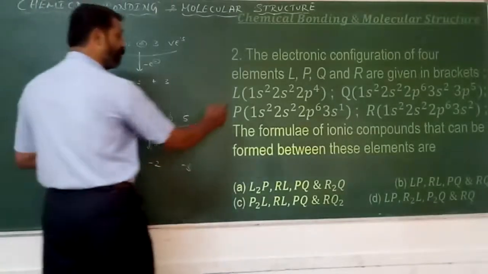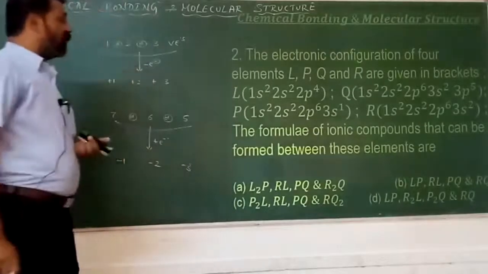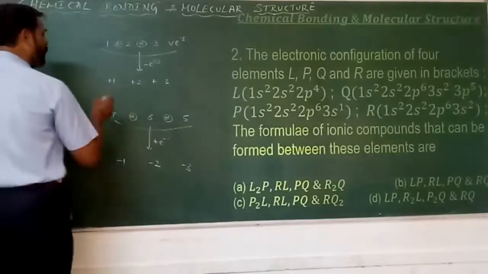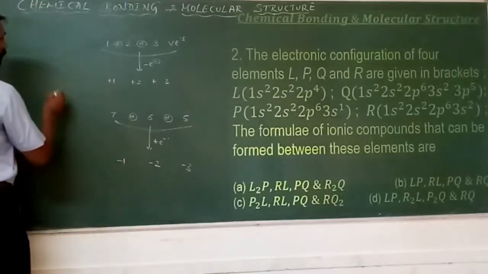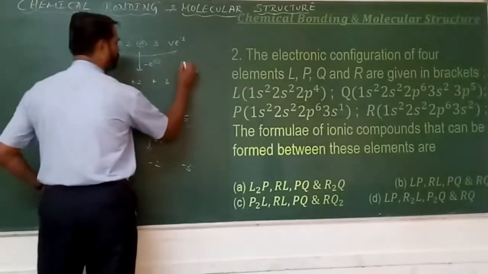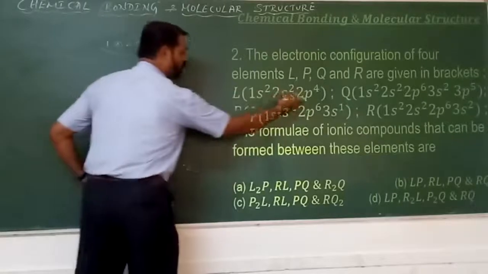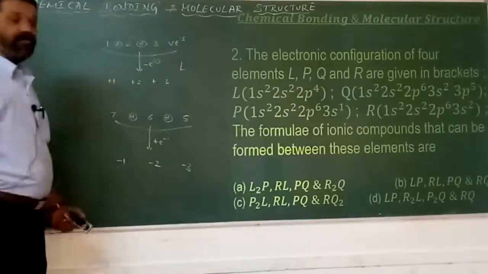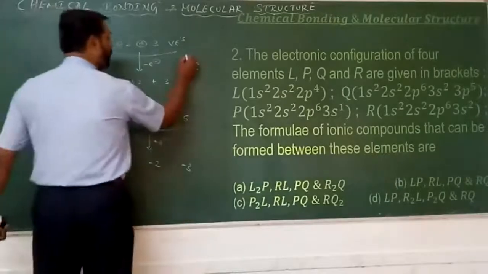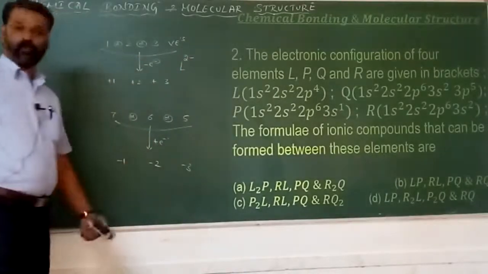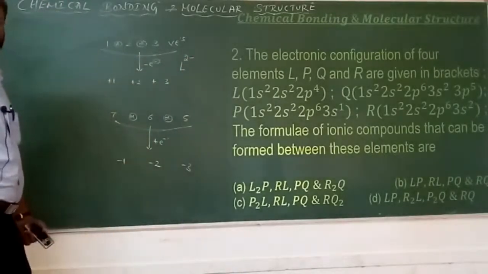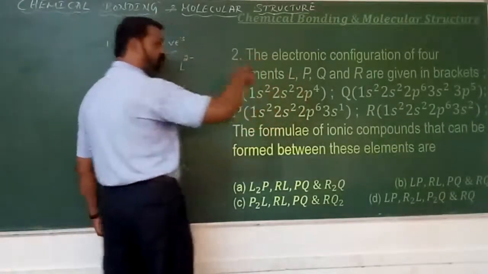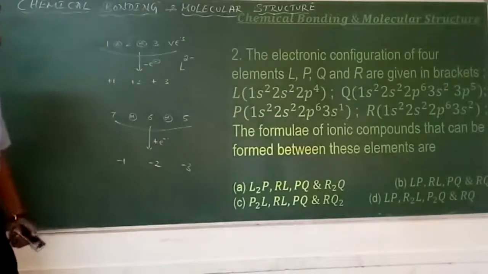In this, L has 1s2, 2s2, 2p4. Immediately we can decide that L has 6 valence electrons, which means it has to gain 2 electrons. Therefore, L becomes minus 2. How do we get minus 2 here? As the valence electrons of L are only 6, it has to gain electrons, so we can expect minus 2.